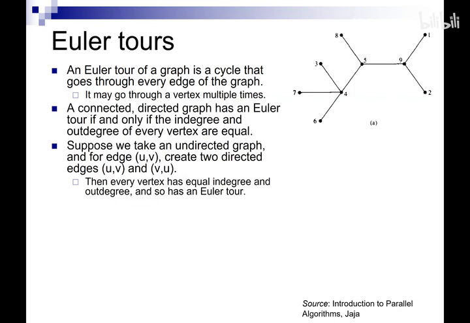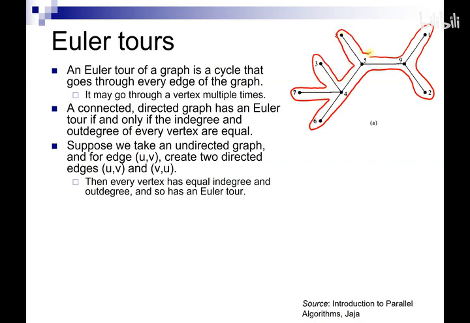As an example, suppose you have the graph on the right. Now imagine that each of these edges is actually two directed edges. For example, for this edge, imagine that we actually have two directed edges like this, and we have this for all of these edges. In that case, an Euler-Tour of this graph would be something like this. As we walk around this graph, we are going through every directed edge exactly once. We sometimes go through a vertex multiple times, but that's fine.